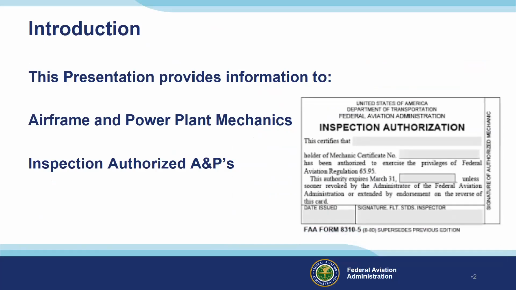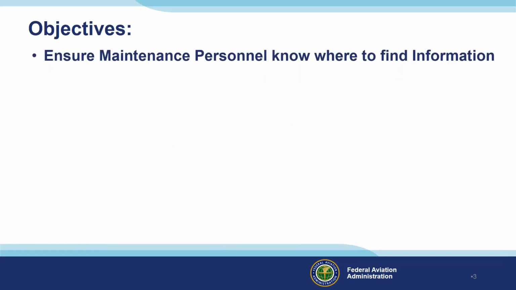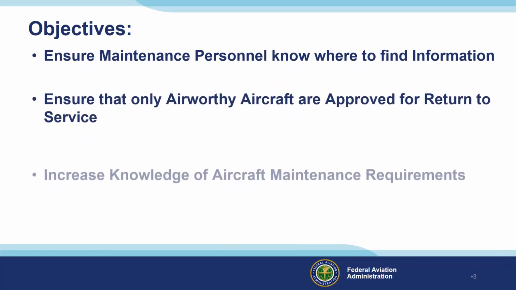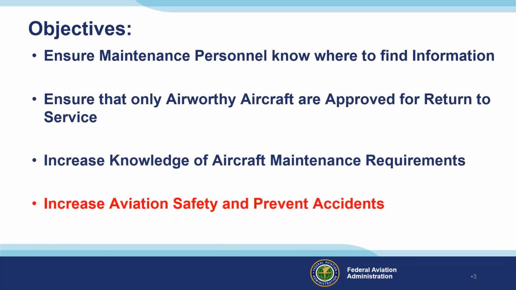This presentation provides information to A&P mechanics and inspection authorized A&Ps. Our objectives today are to ensure maintenance personnel know where to find information, ensure that only airworthy aircraft are approved for return to service, increase mechanics' knowledge of aircraft maintenance requirements and programs, and increase aviation safety to prevent accidents. Safer skies through education, which is the FAST Team motto.